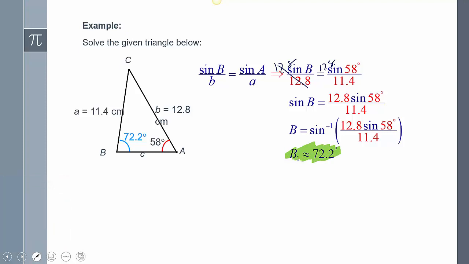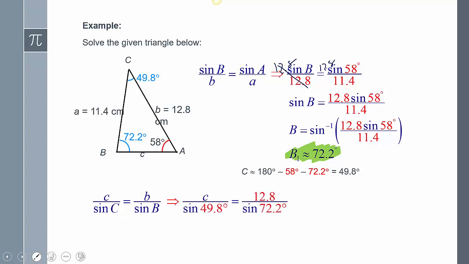Now I can solve the rest of the triangle like normal. I could find angle C: 180 degrees minus the two other angles that I found, and I get 49.8. Then I can find my measure C, plug the values in, multiply both sides by sine 49.8, plug that in your calculator, and you get 10.3. All right, so we completely found all the values for that first triangle.